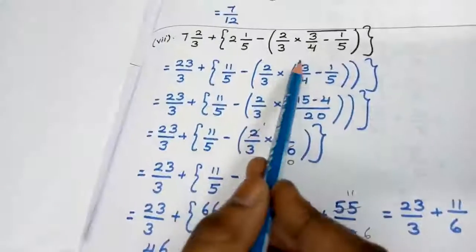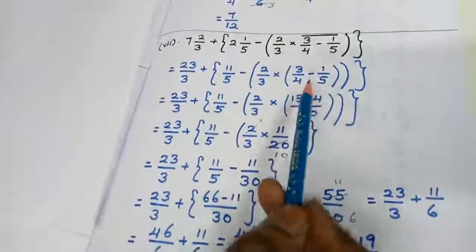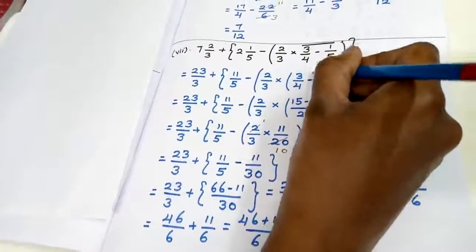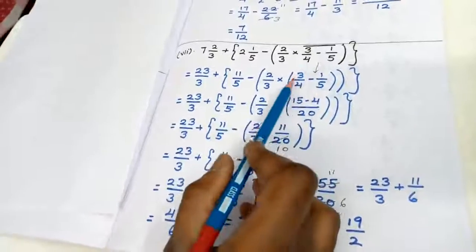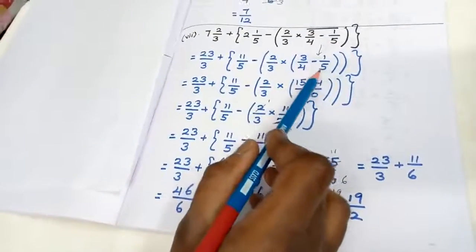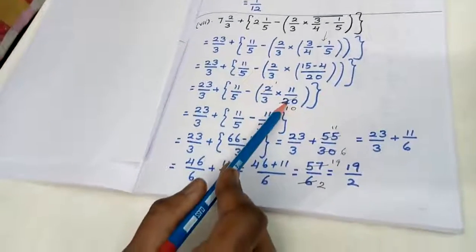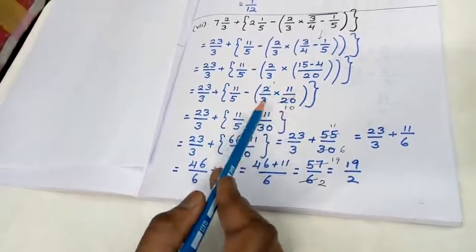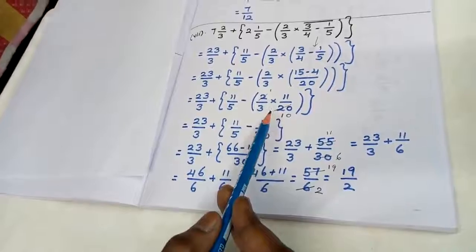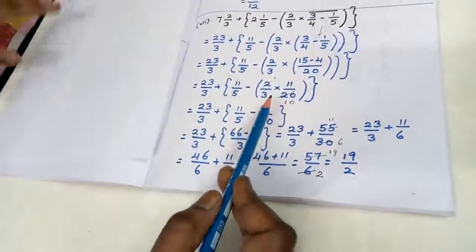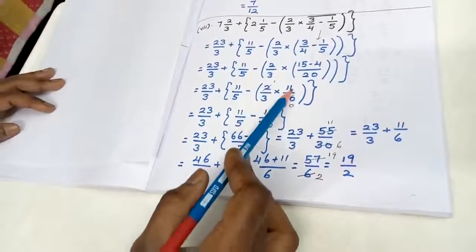Instead of the bar line, I am putting the open bracket for your understanding. I am writing it here. First solve the value which is inside. After solving this one, I will get the answer as 11 by 20. And then I am going to the next bracket, that is the bar bracket, that will be removed. 2 by 3 into 11 by 20.